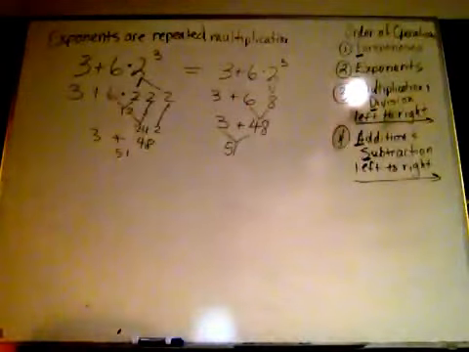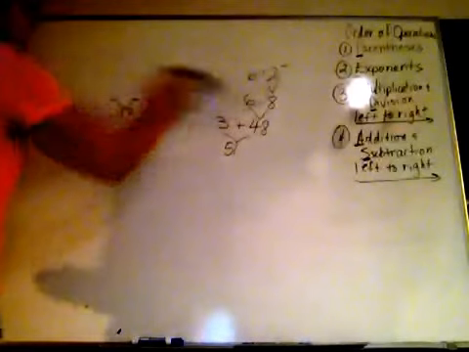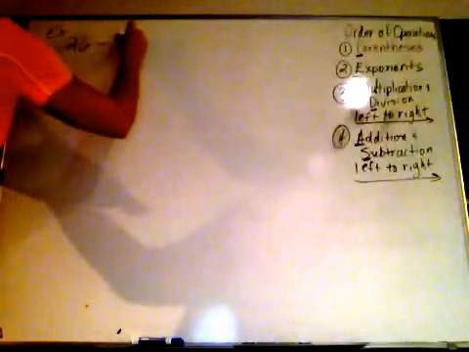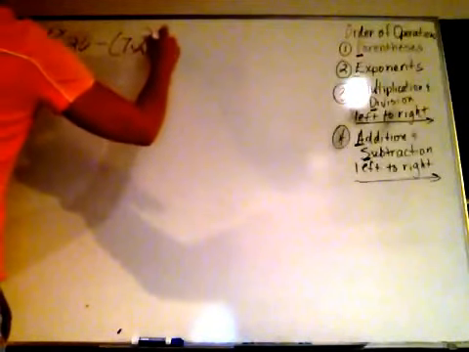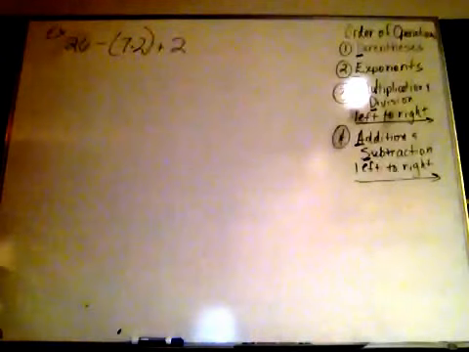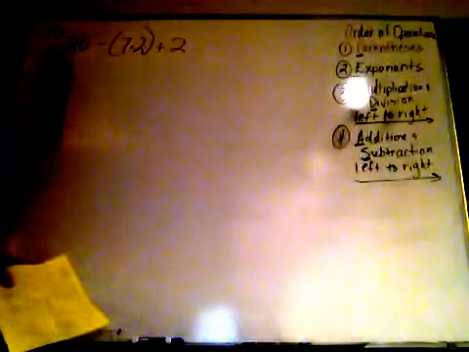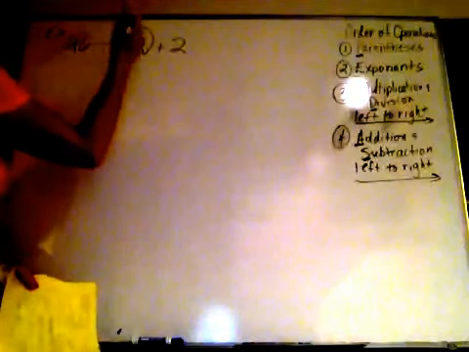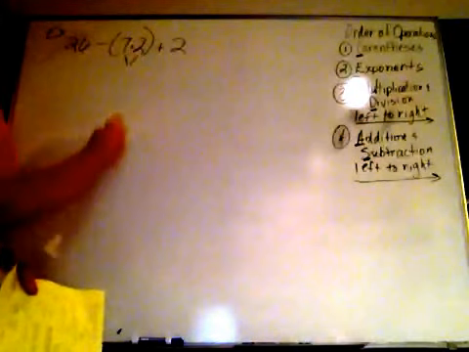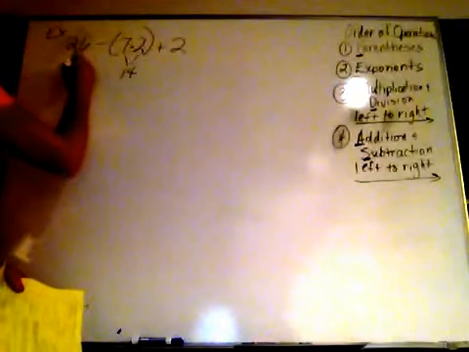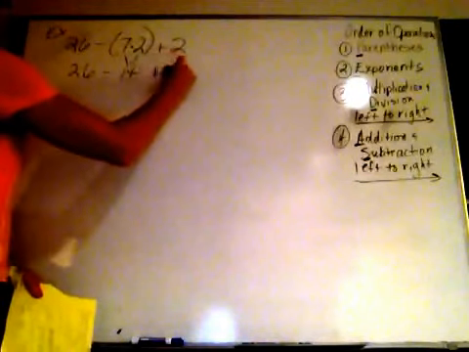So let's look at 2 more examples. Then I'll let you do some practice on your own. The next example we're going to do is 26 minus the quantity 7 times 2 plus 2. Okay, so on this one we got to do parentheses first. Now, the 7 times 2, if it wasn't in parentheses, we'd still do it first because we multiply before we add. But I'm going to go ahead and do 14, and now we've got 26 minus 14 plus 2.